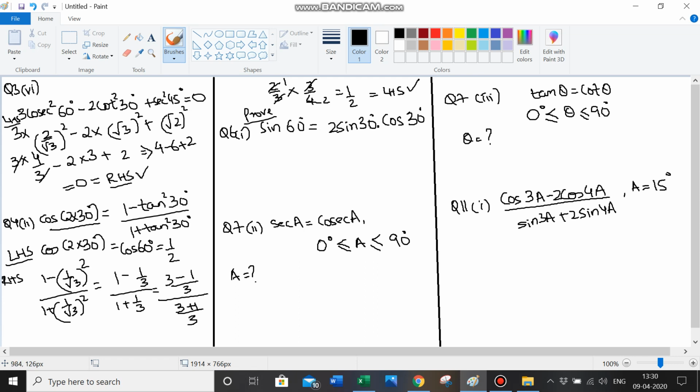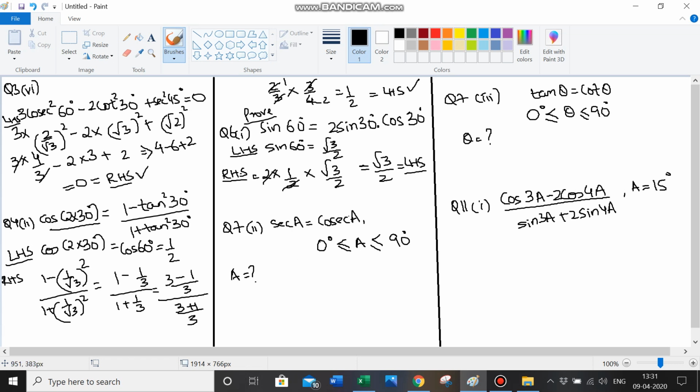We need to prove that sine 60 is equal to something into something. So let's look at the left hand side. Sine 60 degree is equal to root 3 upon 2. Now let's look at right hand side. Right hand side is 2 multiplied with sine 30. Sine 30 is half multiplied with cos 30. Cos 30 is root 3 upon 2. 2 and 2 get cancelled, and I am left with root 3 upon 2, which is equal to left hand side. Hence proved. I am on question 7, part 2.